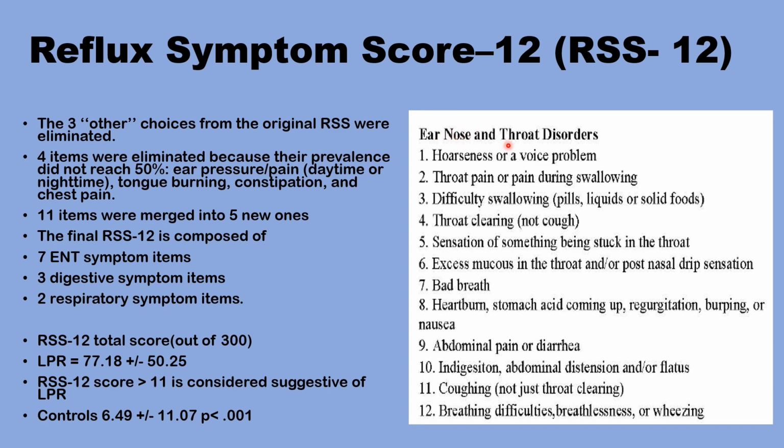The original ear, nose, and throat section is now formed out of 7 questions: hoarseness of voice, throat pain or pain in swallowing, difficulty in swallowing, throat clearance, a sensation of something in the throat, excess mucus or postnasal drip, and bad breath, followed by a digestive section formed of 3 items: heartburn or stomach acid regurgitation, abdominal pain or diarrhea, and indigestion or abdominal distension. And finally, the respiratory section formed of 2 questions: coughing and breathing difficulty or wheezing.